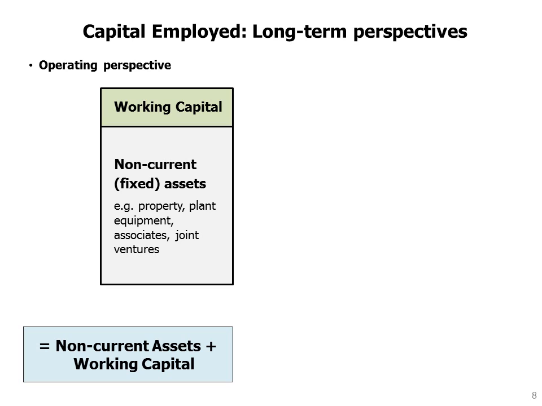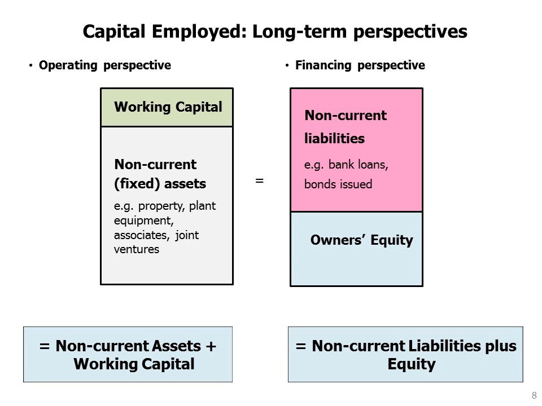And of course, this has to be financed. And this is financed with a mix of non-current liabilities, so bank loans, bonds issued, and owner's equity. And mathematically, because of the accounting equation, of course, these two must balance. So we can define capital employed as non-current assets plus working capital, or as non-current liabilities plus equity, and these must be equal.